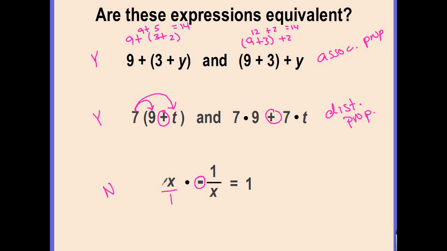Now, if this had been a negative x, then yes, this would be equivalent. But it's not. It's a positive x, so this should be a positive, not a negative. And that's your justification. No, they're not equivalent because the reciprocal of x is not a negative. Okay, it should still be a positive. And in case you're wondering, this is the reciprocal.